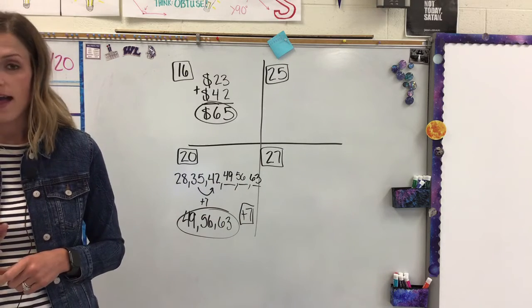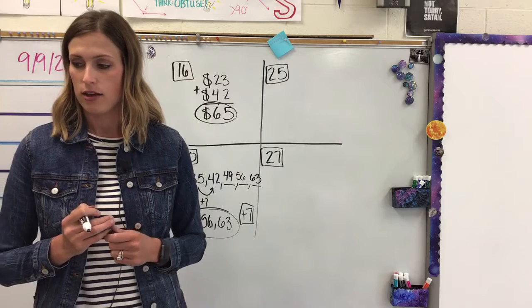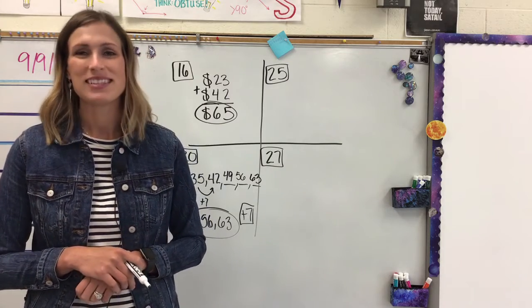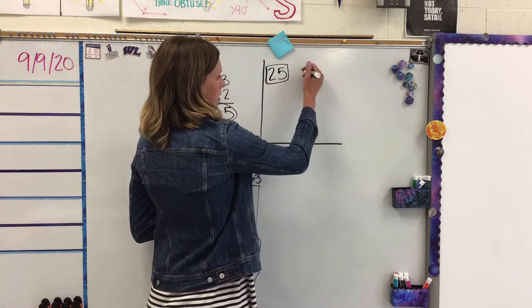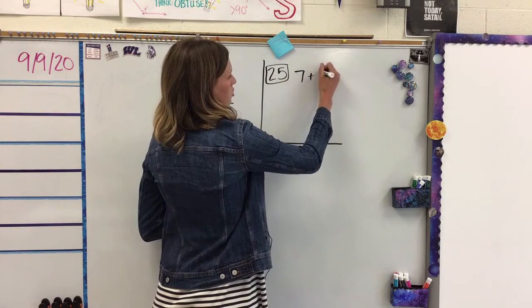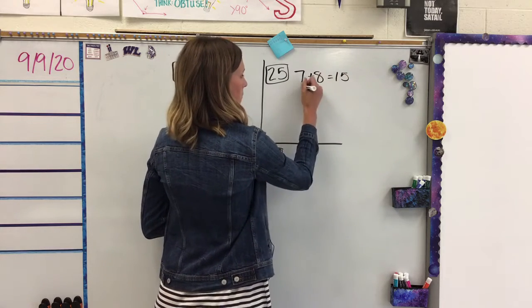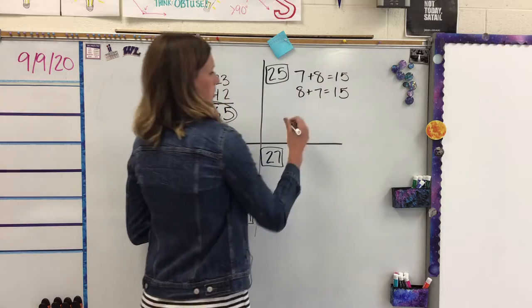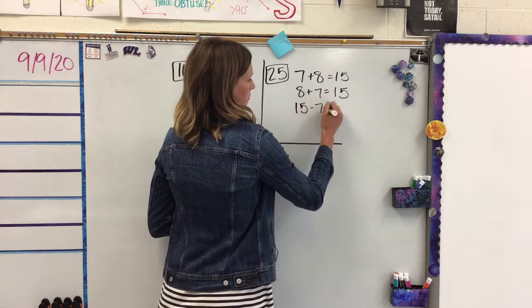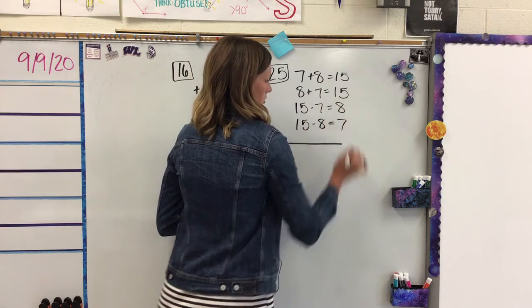Next, go on to 25. 25 says write 2 addition facts and 2 subtraction facts using 7, 8, and 15. I'm going to start by adding the smaller 2 together. 7 plus 8 equals 15. Commutative property, switch them. 8 plus 7 equals 15. Now start with my bigger number first. 15 minus 7 equals 8. 15 minus 8 equals 7.